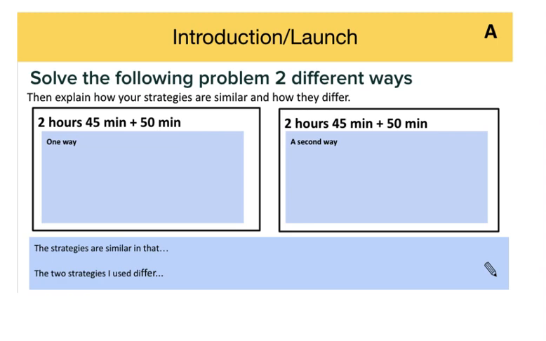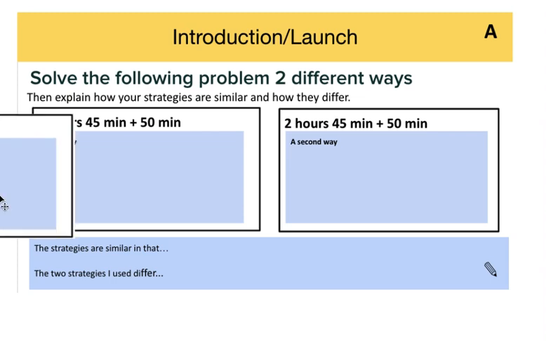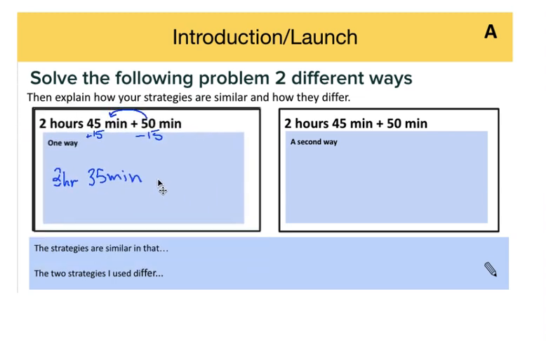So let's go ahead and share a couple of ways maybe we might have solved it. So here's one way we could have solved it, right? We could have taken away 15 minutes from the 50 minutes and added it to the 45 minutes to make an hour. So that would have given us 3 hours and 35 minutes, 35 minutes from the 15 we took away and we added it to the 45.